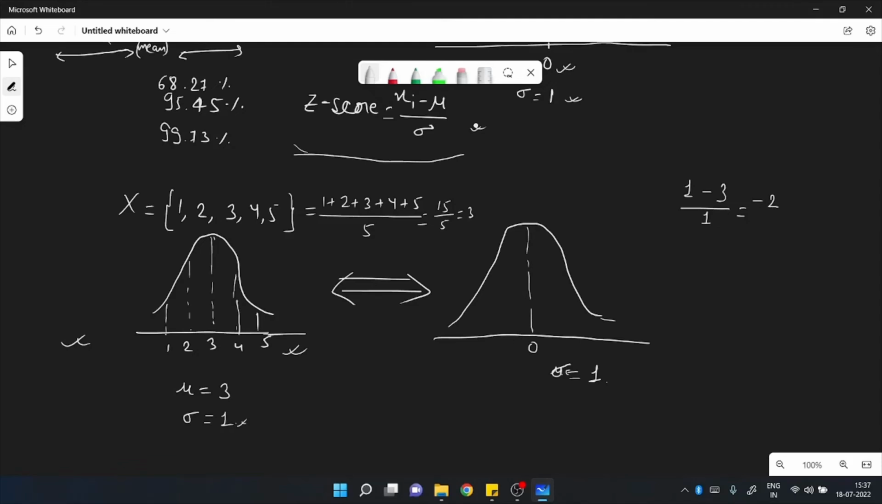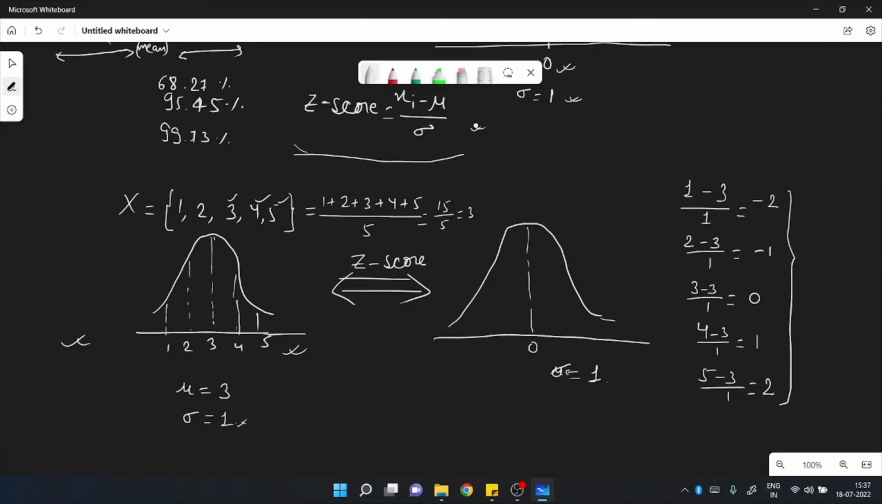Right? Now if I take another data point, in this case I'll be taking 2 minus 3 divided by 1. So what will it be? Minus 1. Again if I take the third data point, 3 minus 3 divided by 1, it will be 0. Now the next one, 4 minus 3 by 1, it will be 1. Now the last data point, that is 5 minus 3 by 1, it will be 2, right? So these are the values I got after putting in the z-score formula.